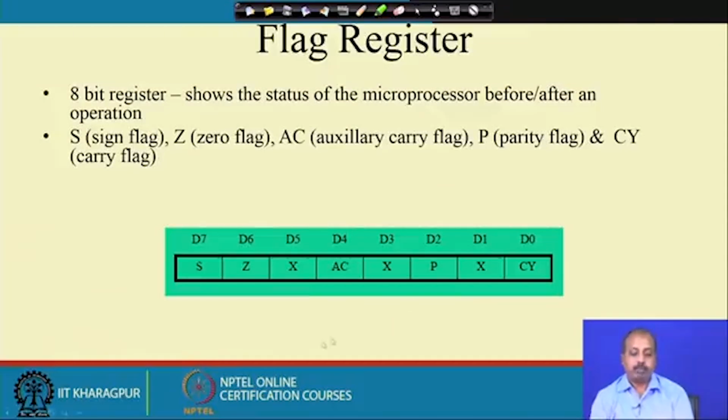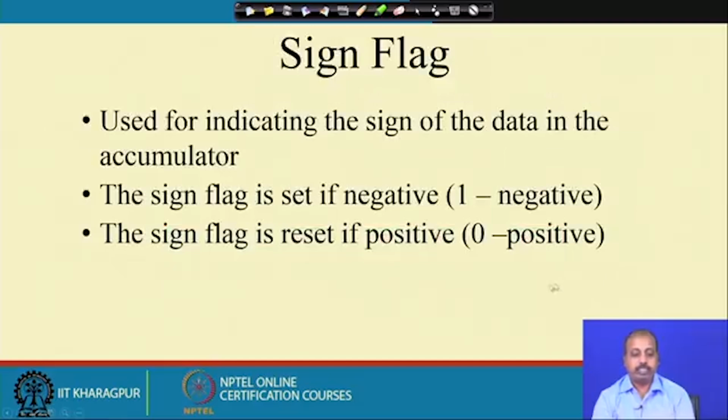Then we have another bit, D4, which is the auxiliary carry, telling whether, after doing the addition, a carry was generated after 4 bits or not. This will be detailed in the next few slides.